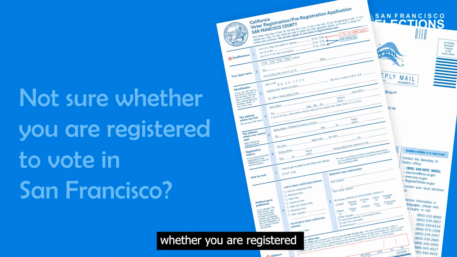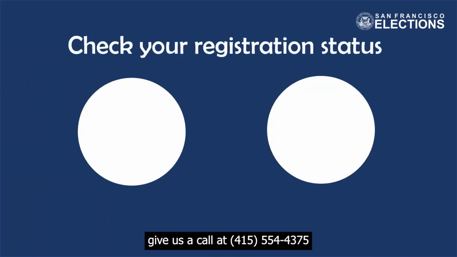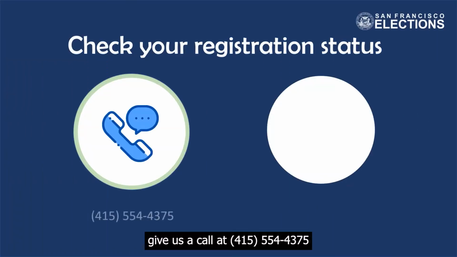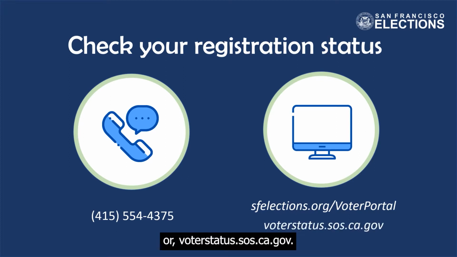If you are unsure whether you are registered to vote in San Francisco, give us a call at 415-554-4375 or visit sfelections.org/voter portal or voterstatus.sos.ca.gov.